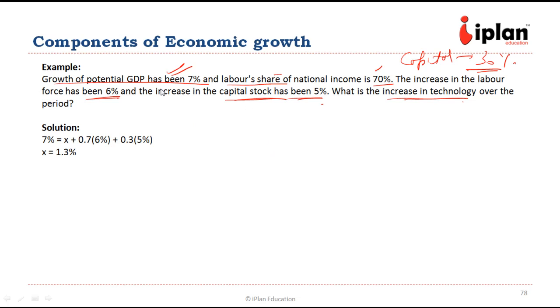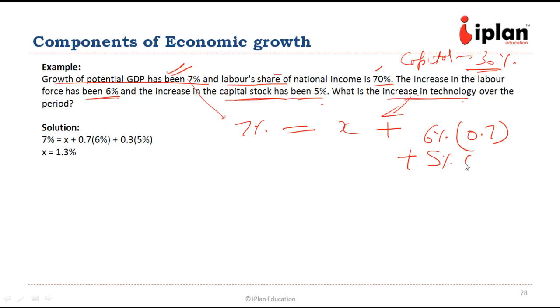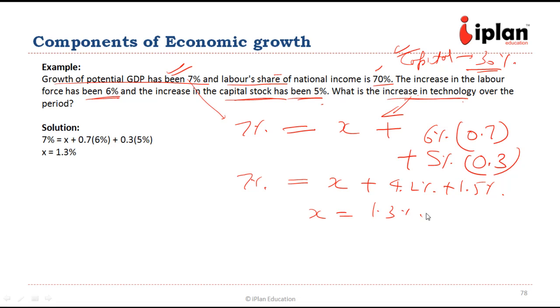So we know the potential GDP growth 7%, which is already given, is equal to the increase in technology, that component, plus the increase in labor force, that is 6%, into the weight. What is the weight of labor? 70%, that is 0.7, plus the increase in capital stock 5% and the weight of the capital in the economy, that is 30% or 0.3. So we can solve it as 7% is equal to x plus 4.2% plus 1.5%. So x comes out to be 1.3%. So that is how we can find out any of the variables which is not available.